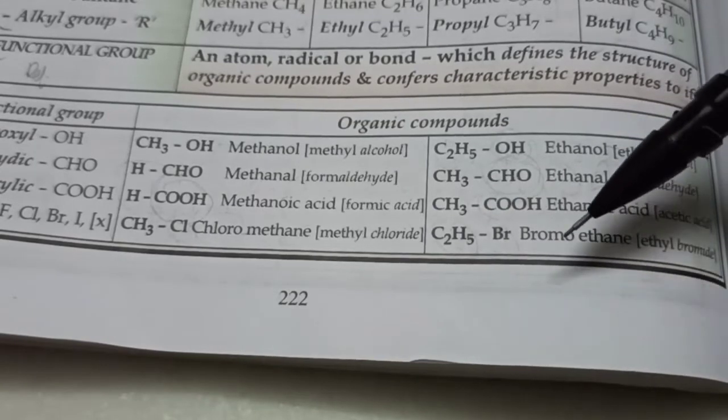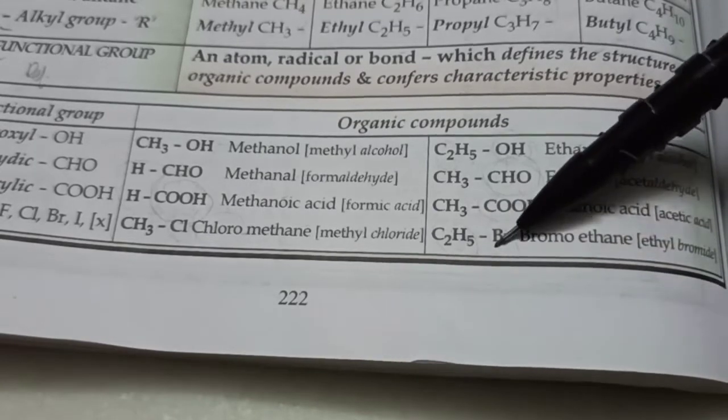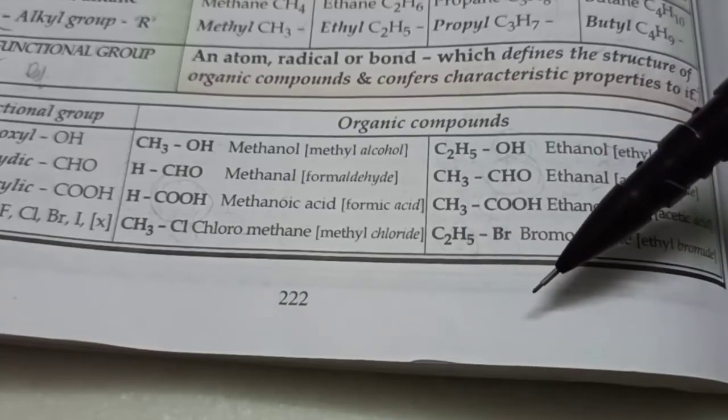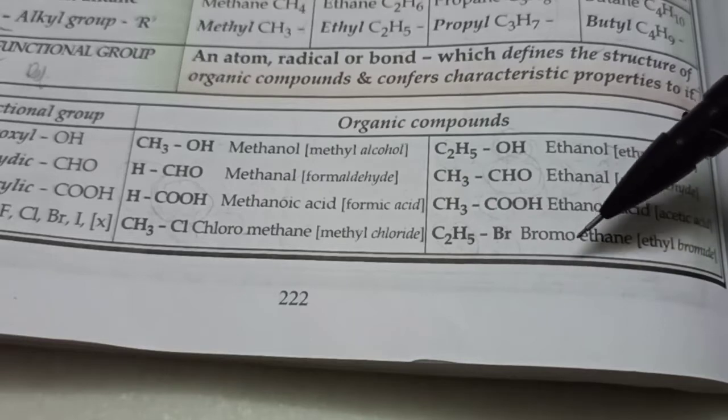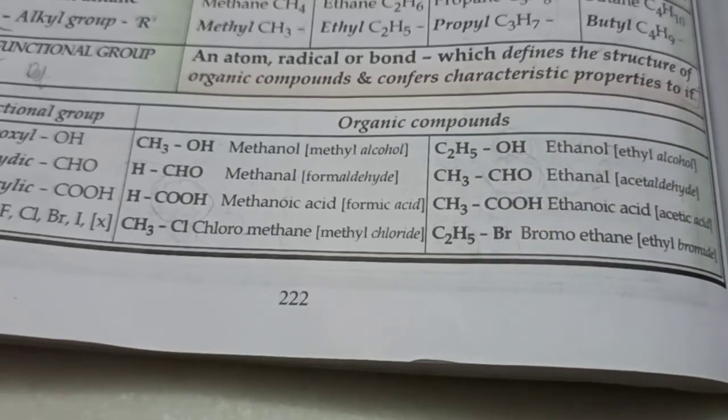What if a compound has more than one functional group? Like it has bromide as well as COOH both. Well, that means you are studying the wrong textbook. Maybe a 12th standard textbook. Because in 10th standard you don't have such complicated compounds.